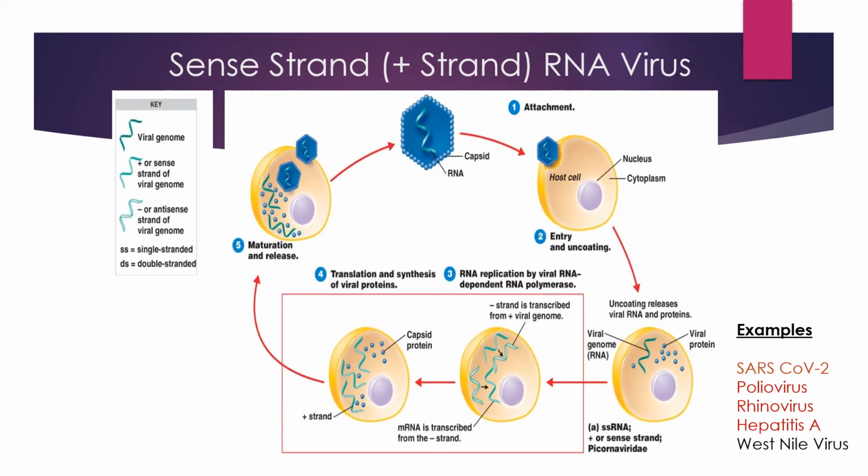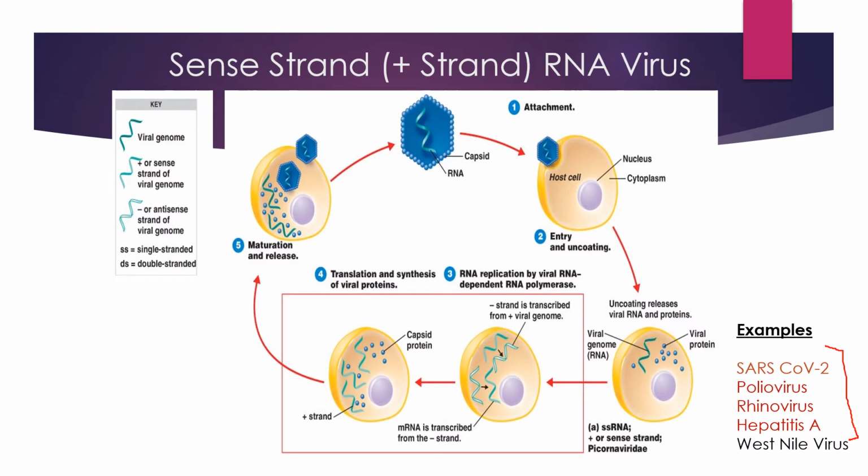Some viruses like poliovirus, rhinovirus, which is a major cause of the common cold, hepatitis A, and SARS-CoV-2, the cause of the 2019 global COVID pandemic, are sense or plus strand viruses. So remember, you wanted to write down the viruses that are in red as examples.